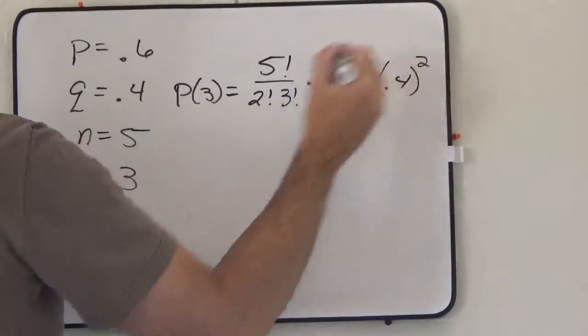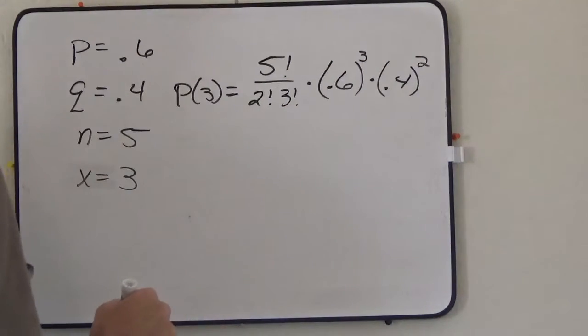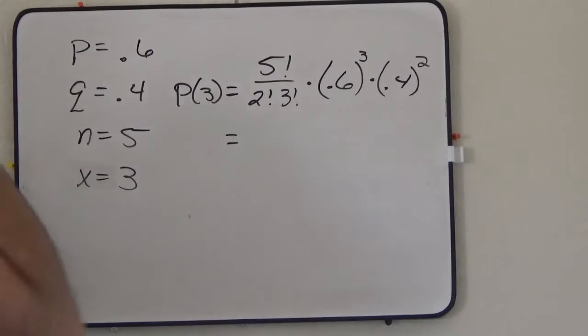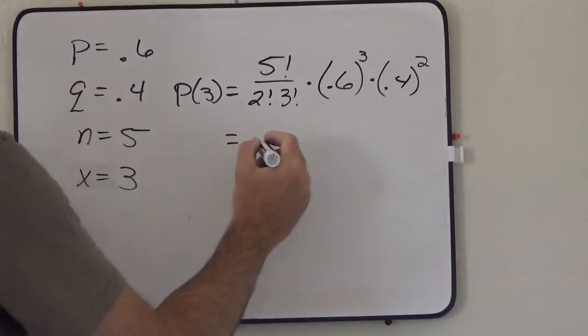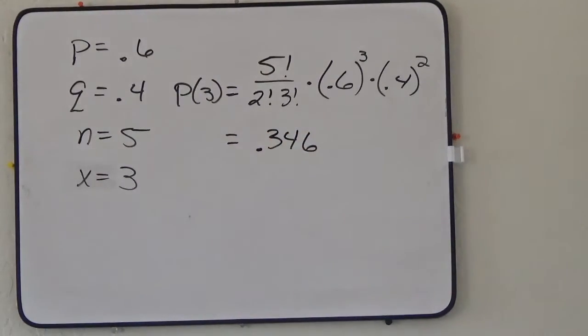Now guys, you can use your calculator to solve this all out. Don't forget to do the powers first before you multiply things. So 0.6 to the third power, 0.4 squared. And when you finish solving this out, you should find that your answer is going to be, let me find my answer here, 0.346. That means you have a 34.6% chance of having exactly 3 people out of 5 believe in the devil. Okay, that's according to that study.